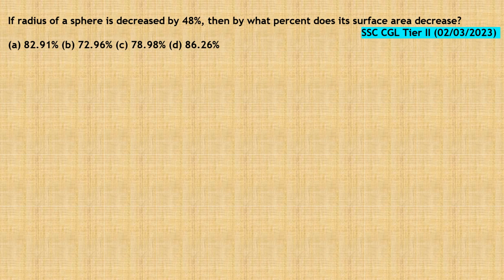If the radius of a sphere is decreased by 48%, then by what percent does its surface area decrease? What is the surface area of a sphere? That is 4 pi r square. And the new surface area of the sphere is 4 pi r1 square. 4 pi gets cancelled and the area depends upon the square of the radius, that is r1 into r1.